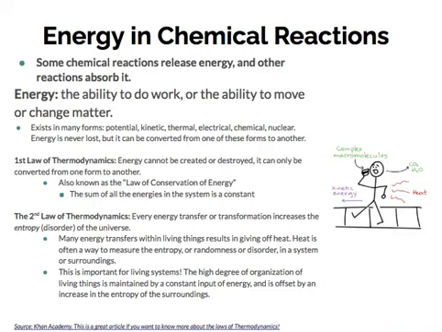The second law of thermodynamics says every energy transfer or transformation increases the entropy of the universe. The word entropy is kind of hard to understand, but entropy is a measure of disorder. Many energy transfers within living things result in giving off heat. Heat is usually a way that we can measure entropy, because as that randomness or disorder increases, we see heat being given off into the system or surroundings. This is an important concept for a living system. The high degree of organization of living things is maintained by a constant input of energy and offset by an increase in the entropy of the surroundings.